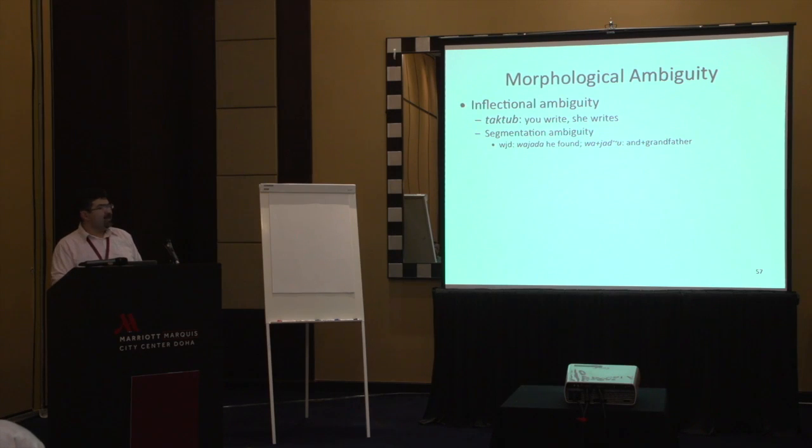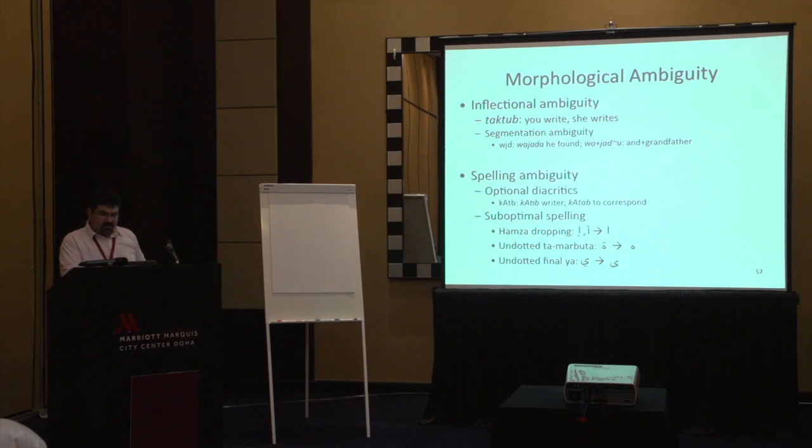Also, segmentation-related ambiguity, where a word may have a clitic attached to it, and that clitic could be interpreted as part of the root. So WJD could be wajada, he found, or wajaddu, or and grandfather. Completely unrelated. This is the kind of thing that would contribute toward the 2.7 different lemmas that are ambiguous.